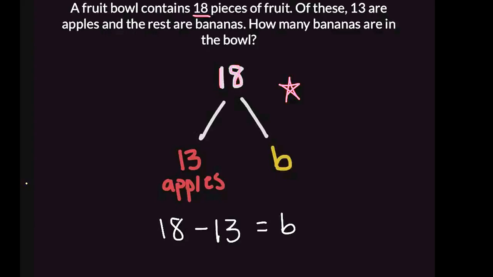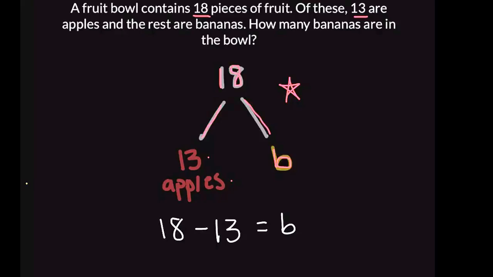Of these, it told me that 13 are apples, so I knew that one side of my break-apart was ready for me with the number 13, because that's how many apples were in the bowl. The other side I didn't know yet. And because the fruit that was missing was bananas, I put B for bananas there, since that is the mystery piece here.